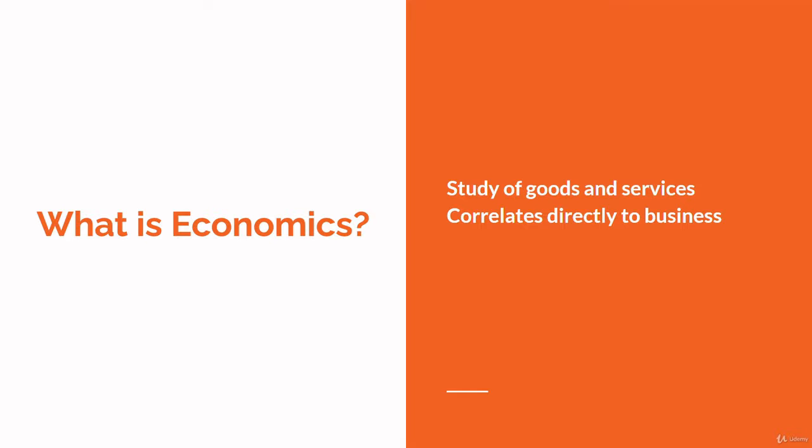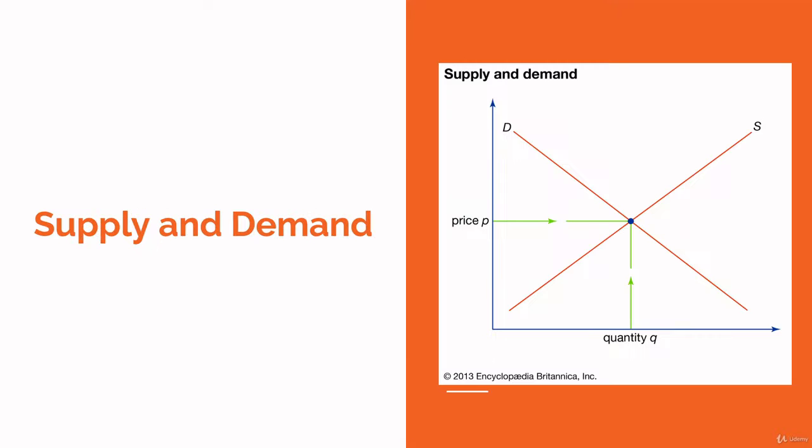A lot of economics is based upon two things: supply and demand. Supply is the quantity of a product to be sold, and demand is the quantity of the product wanted by consumers for consumption. The equilibrium price is the price of the product where supply equals demand.